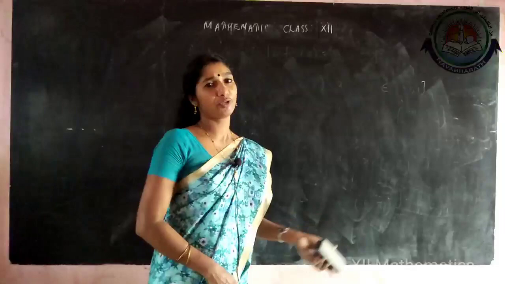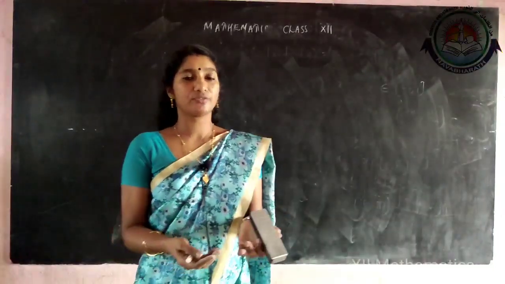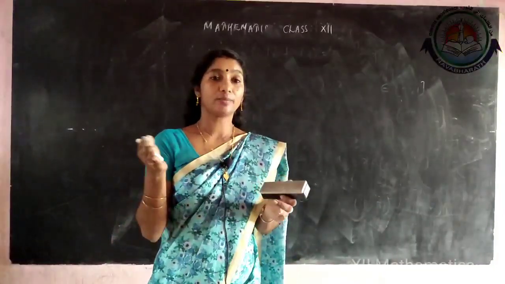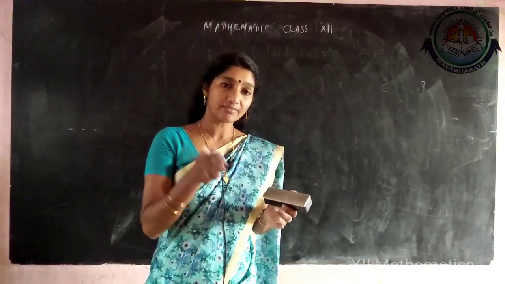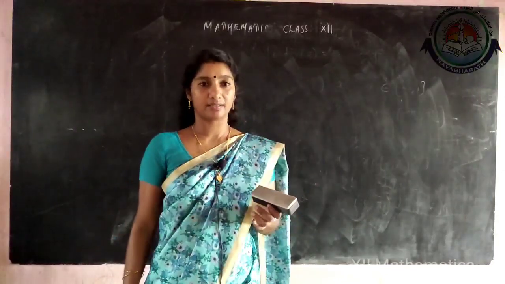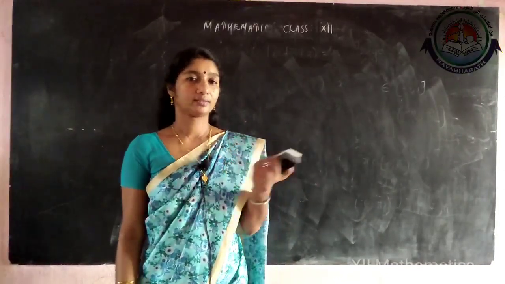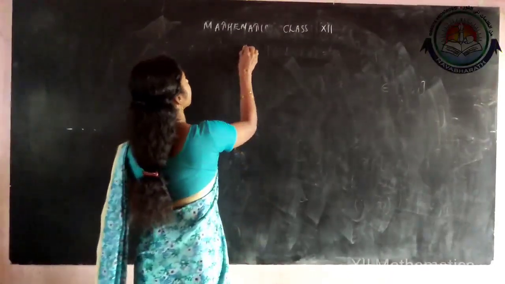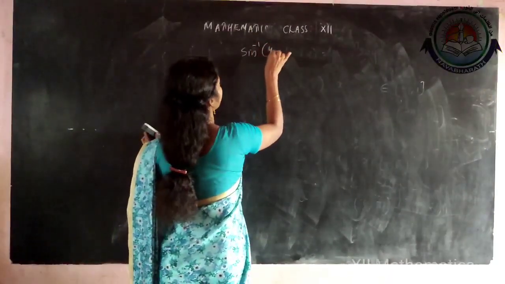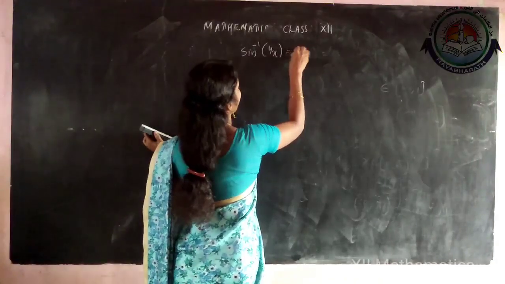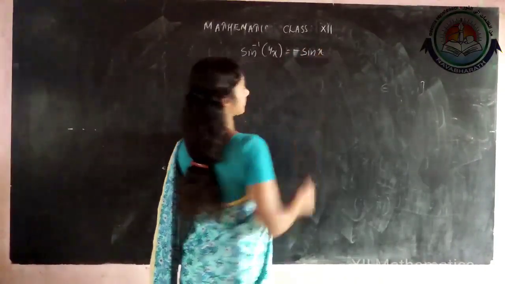This is not new for you, because only the inverse function is new for you. One function taking composition with its inverse function will make that element itself. That we know already. Then sin inverse of 1 by x is equal to minus sin x.